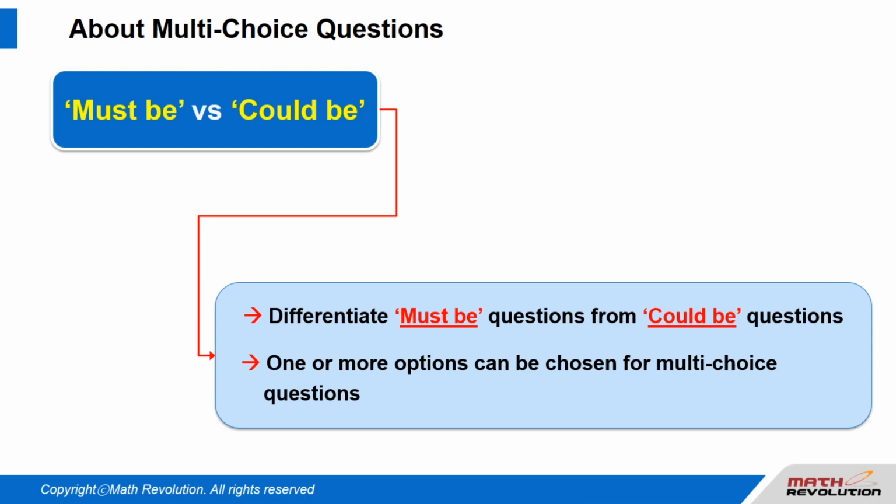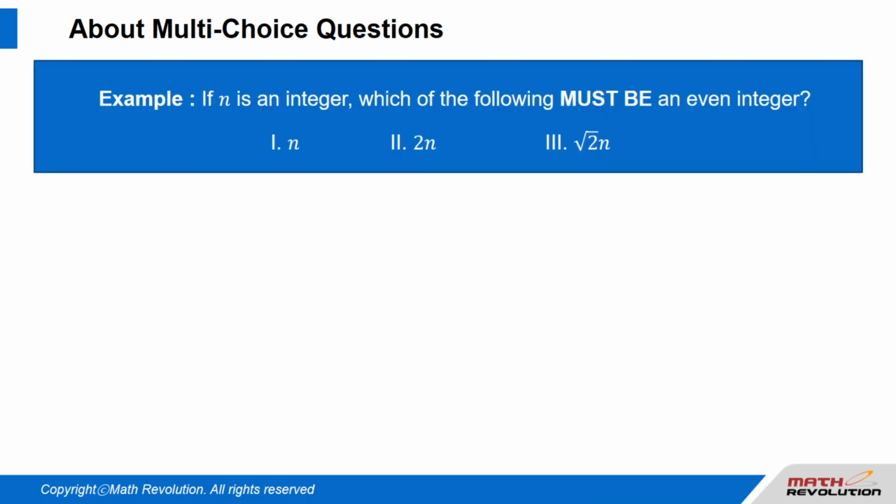Two important points to keep in mind. Differentiate between must-be questions from could-be questions. One or more options can be chosen for multi-choice questions. For example, if n is an integer, which of the following must be an even integer?